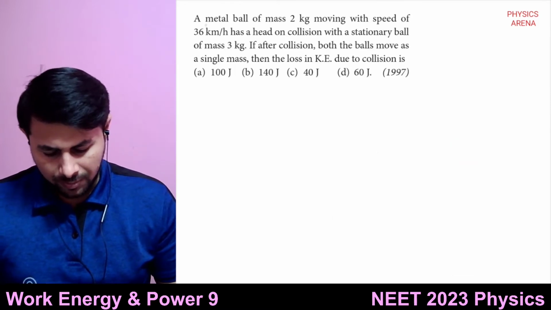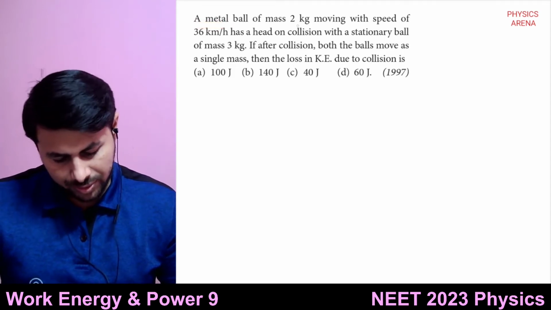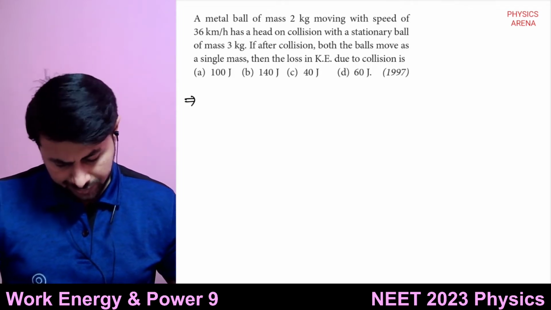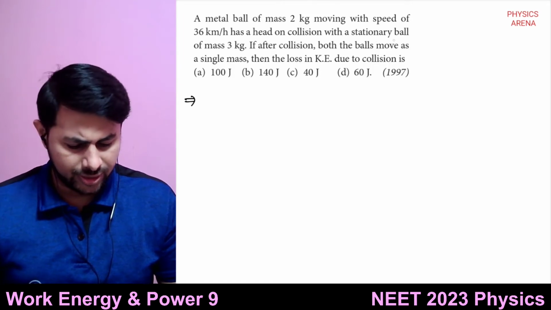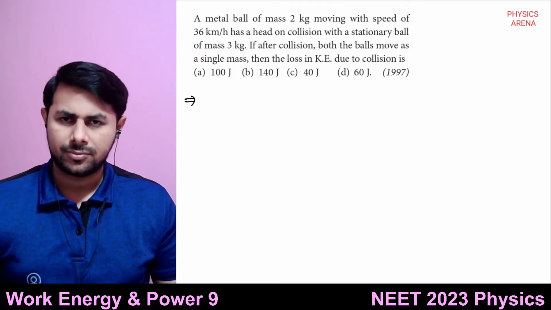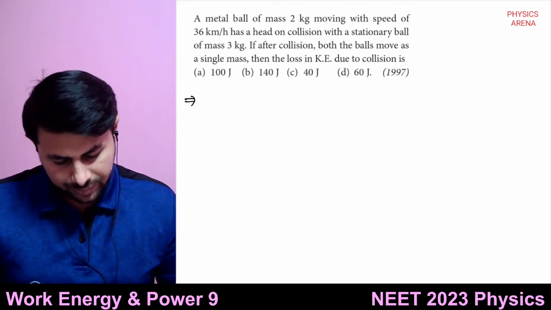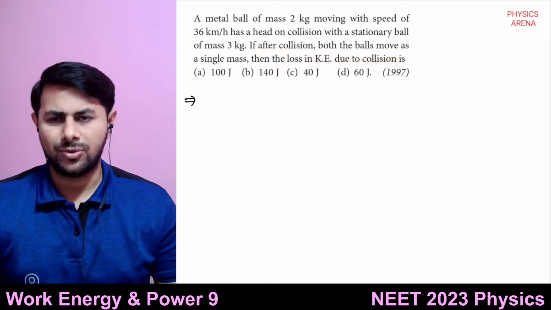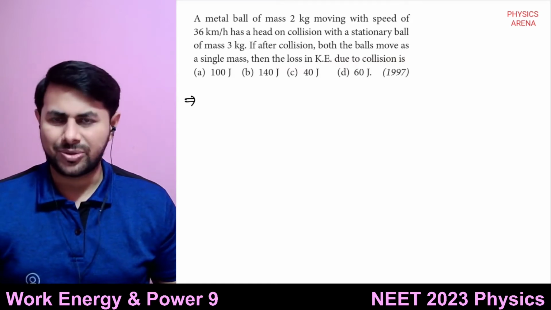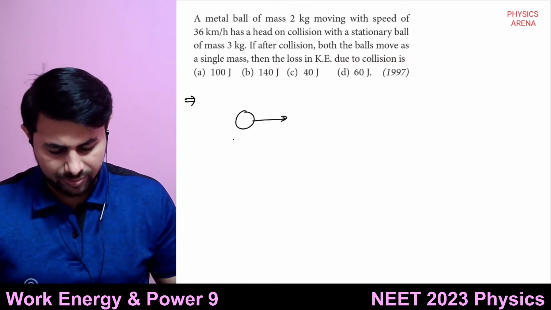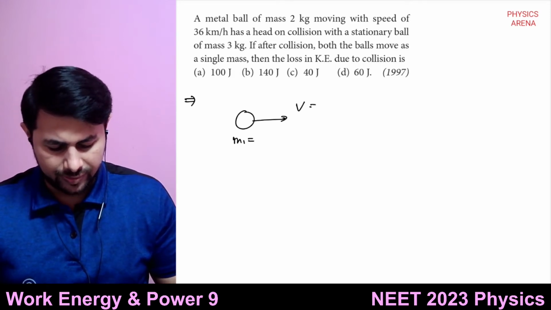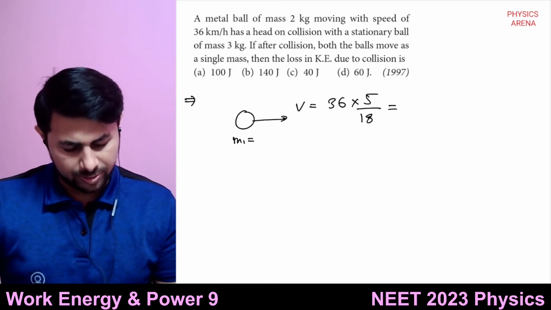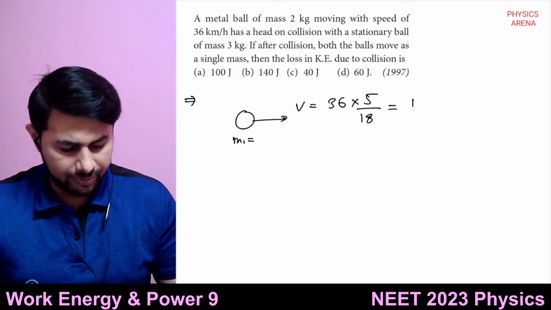Next one, a metal ball of 2 kg moving with a speed of 36 kilometers per hour has a head-on collision with a stationary ball of mass 3 kg. So the 2 kg ball collides with the 3 kg. After collision, both balls move as a single mass, then find the loss in kinetic energy due to the collision. Very simple and straightforward. The first ball has mass m1 and moves with velocity v, which is 36 kilometers per hour, that is 36 multiplied by 5 by 18 meters per second. How much? 10 meters per second.